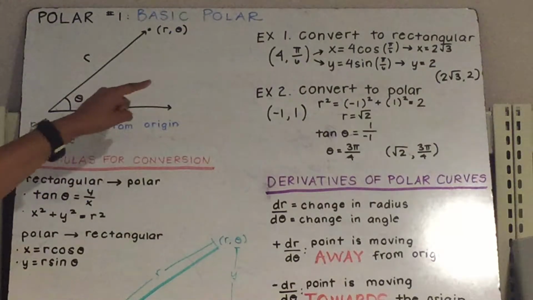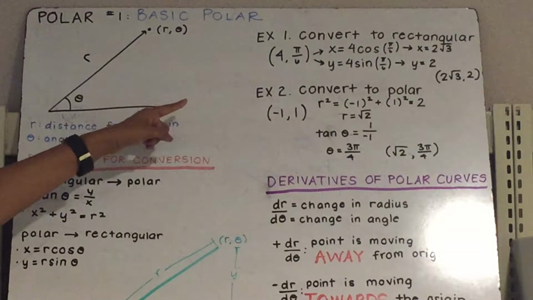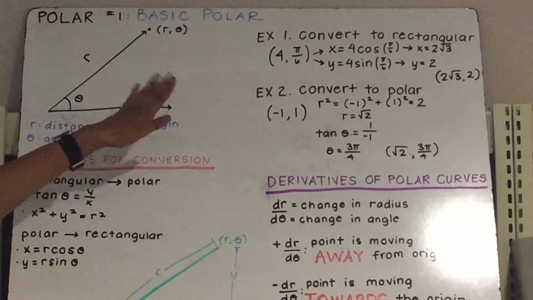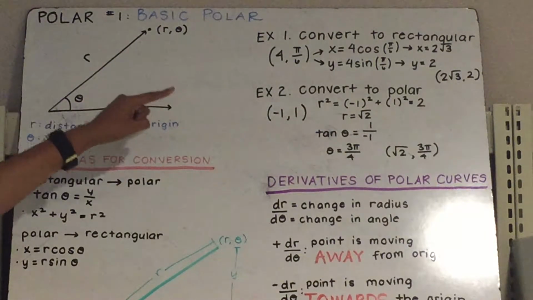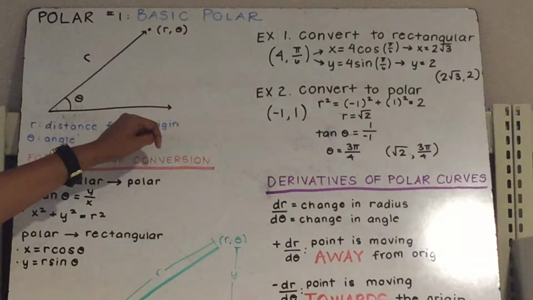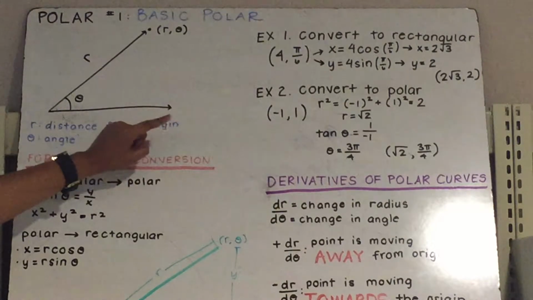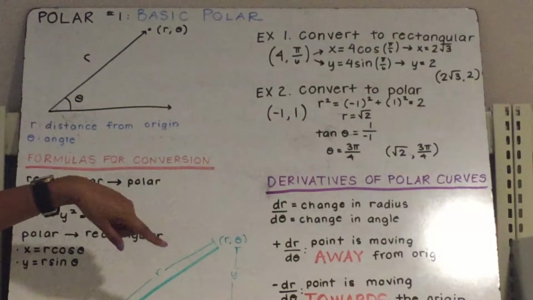Example 1 is up here, and that says to convert to rectangular, and you're given 4 comma pi over 6. So you're given polar coordinates. The way you want to do it is you want to use these two formulas. You want to solve for x and y. So you get x equals 4 cosine pi over 6, which simplifies to 2 root 3, and y equals 4 sine pi over 6, which simplifies to y equals 2. So your final rectangular point will be 2 root 3 comma 2.